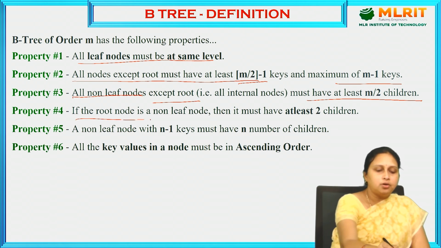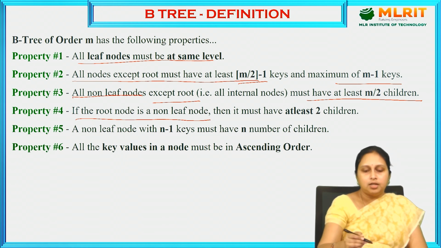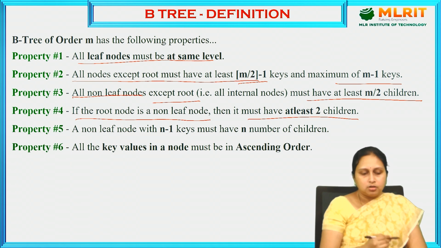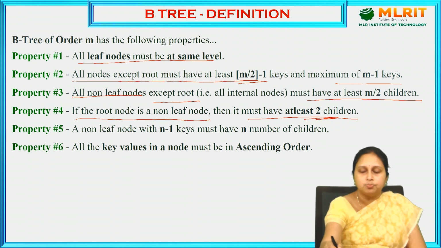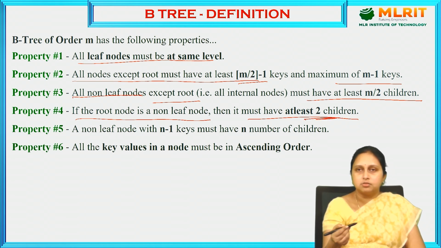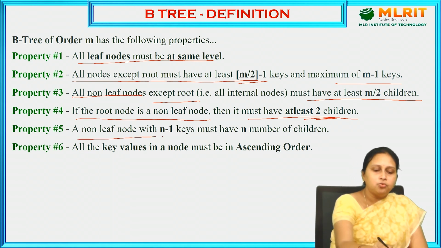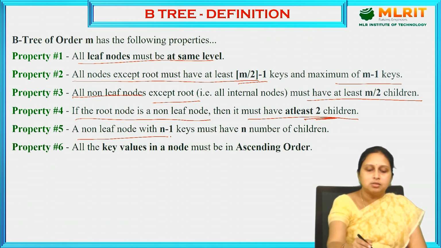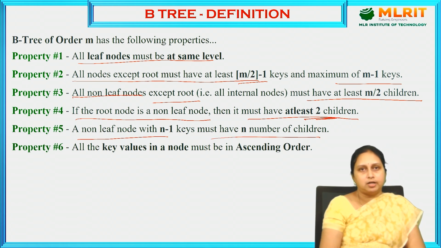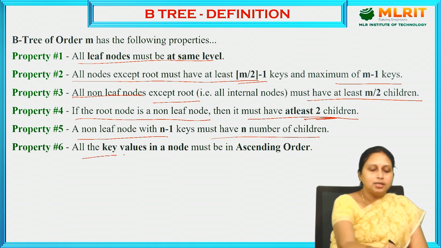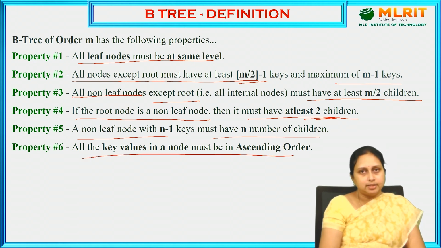If the root node is a non-leaf node, then it must have at least 2 children. All these conditions have to be applied when you are going to construct the B tree. A non-leaf node with n minus 1 keys must have n children. And all the key values in a node must be in ascending order.